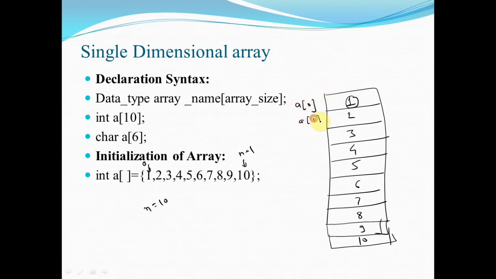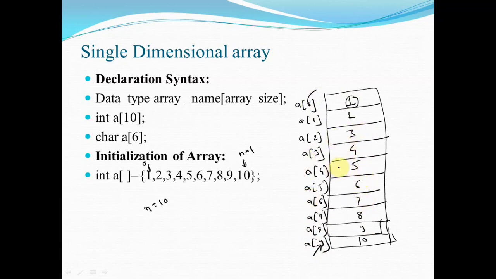Similarly, this is your A of 1, this is A of 2, this is A of 3, this is A of 4, this is A of 5, A of 6, A of 7, A of 8 and A of 9. So if you can see the indexes, they start from 0 and end with 9, and these are the numbers that you are actually going to store into the array.